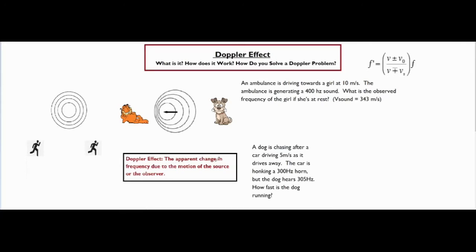It's the apparent change in frequency due to the motion of the source or the observer. So although the actual frequency or pitch of the source doesn't change, what is observed or heard by someone can change based on the motion of either the source moving or the person moving. So basically the way sound works is if it is stationary, then if you take a look at each one of these rings here, it's basically a single sound wave.